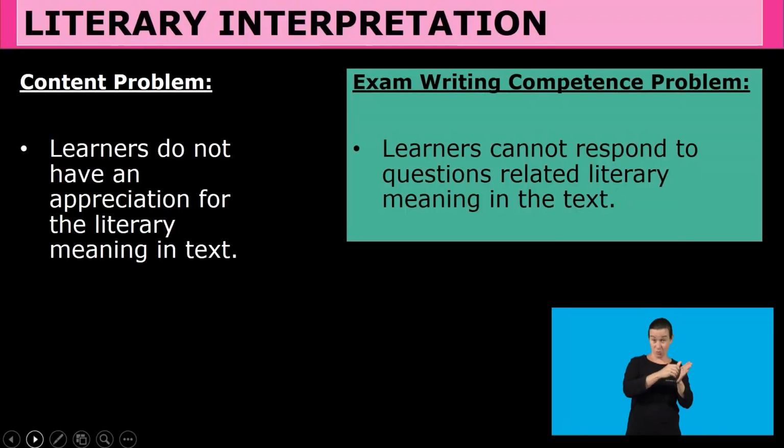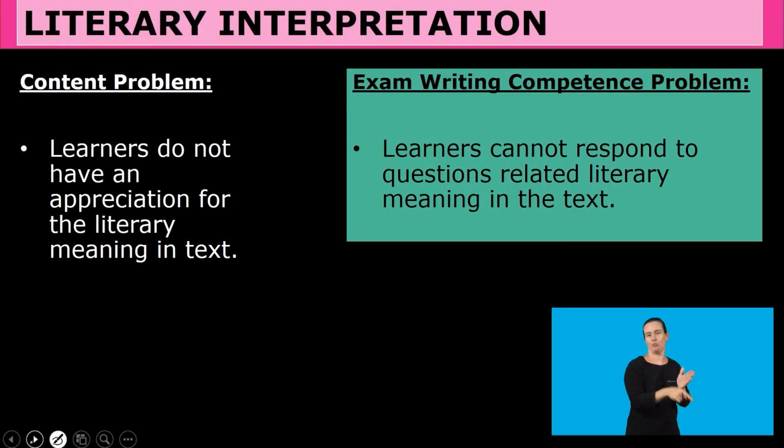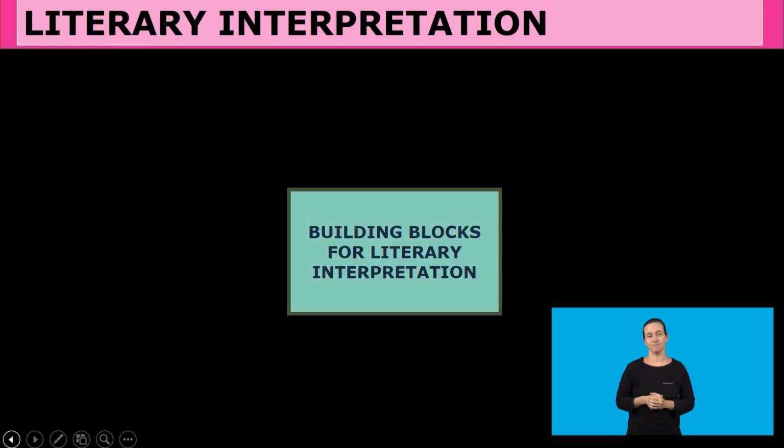What is the problem that we're dealing with? Remember, learners do not have an appreciation for the literature, which means in order for you to interpret, you need to understand it, you need to appreciate it, you need to know what's happening. And because of that, learners do not respond appropriately to the question that is required for the text. So let's look at our first little segment here, the building blocks for literary interpretation. Where do we start? How does all of this happen?